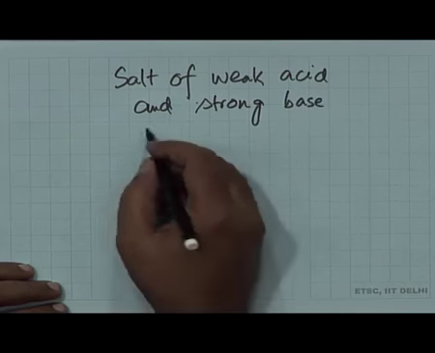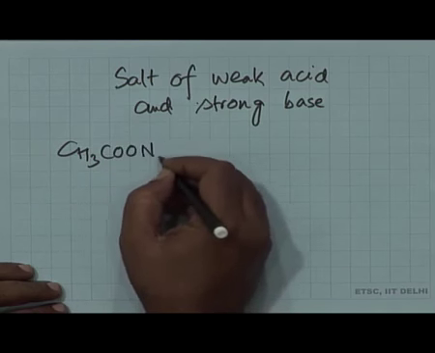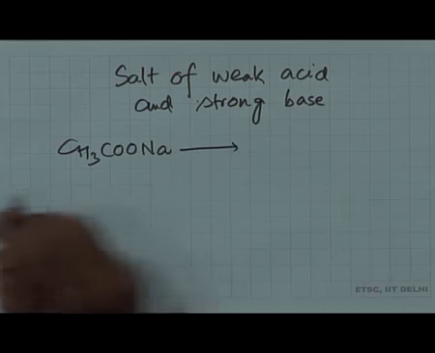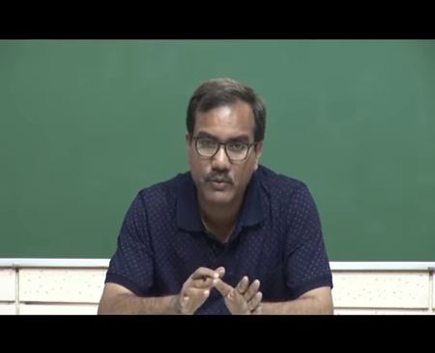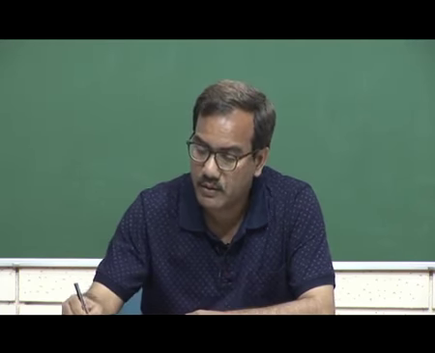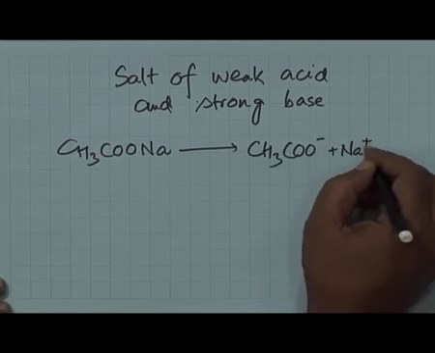For example, sodium acetate. Sodium acetate is the salt of acetic acid, which is a weak acid, and sodium hydroxide, which is a strong base. And I told you that this is a soluble salt, and so it will completely dissociate in water into CH3COO minus plus Na plus.